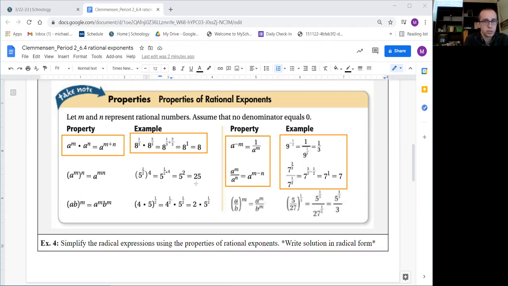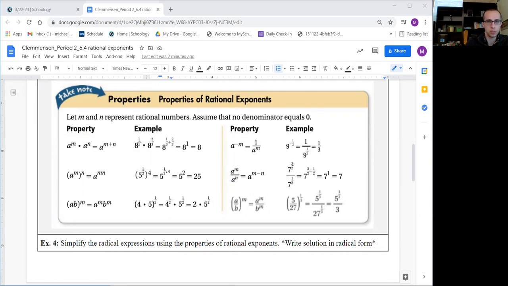Does anybody have any questions about any of these properties or these examples? All right, then. Let's move on to down below where we're talking about actually using these properties.